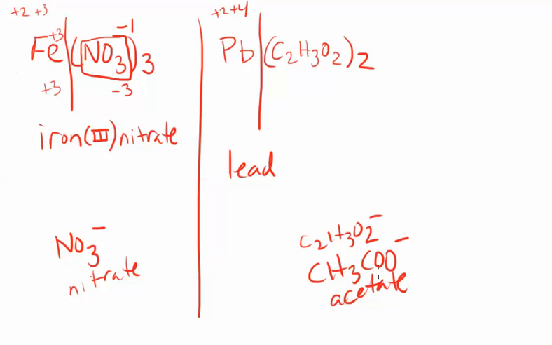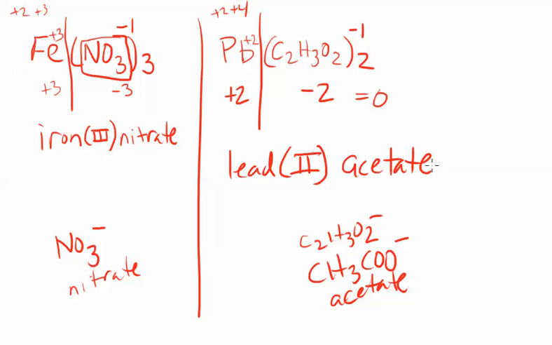It's got a charge of -1. So this whole thing has a charge of -1. We've got 2 of them, so our total negative charge is -2. Lead needs to cancel out that charge, because remember, everything has to add up to 0. We have 1 lead. In order for this to be 0, that's got to be +2, because 2 minus 2 equals 0. So this must be lead +2, and the name of that is lead 2 acetate.